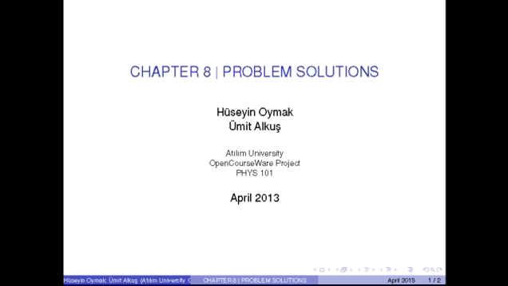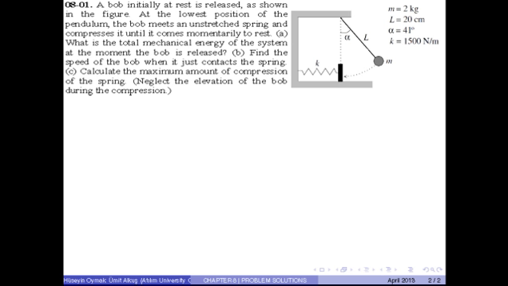In this video, we will solve one problem about Chapter 8. According to this figure, a bob initially at rest is released. At the lowest position of the pendulum, the bob meets an unstretched spring and compresses it until it comes momentarily to rest.